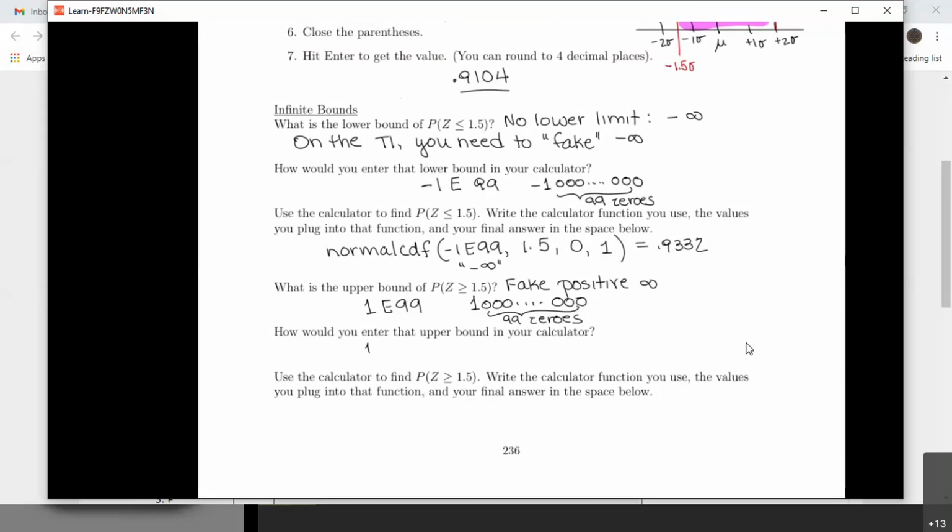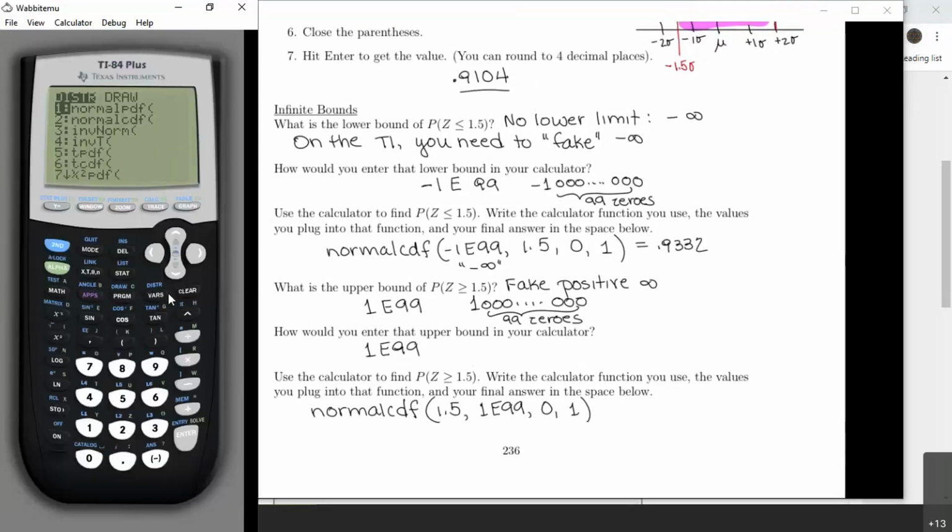So I'm going to enter my upper bound as the one without the negative sign in front, 1E99. What I'm going to type in is normal CDF. My lower bound here is 1.5. That's the smallest z-score I care about. Then 1E99 for my upper bound, 0 for the mean, 1 for the standard deviation. Go over here to distribution, normal CDF.